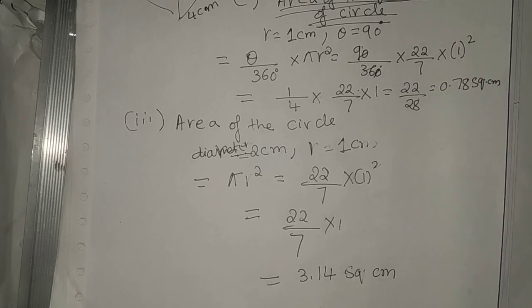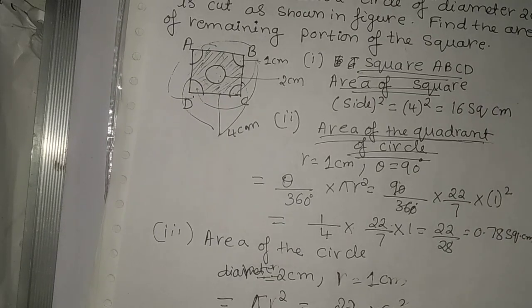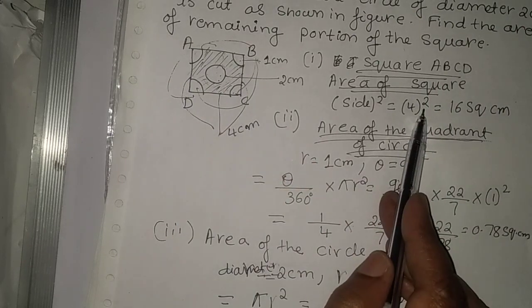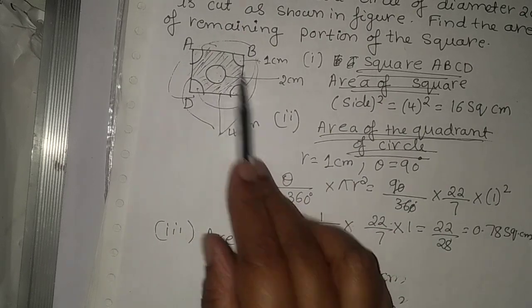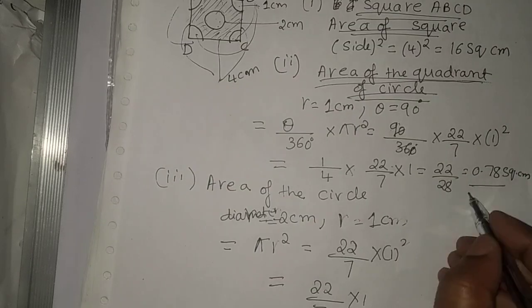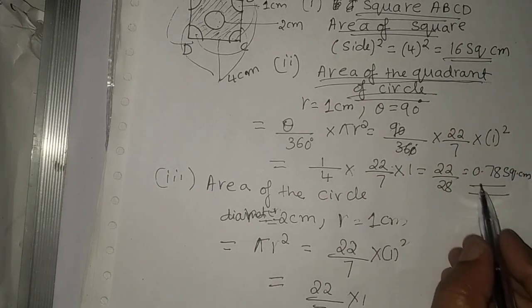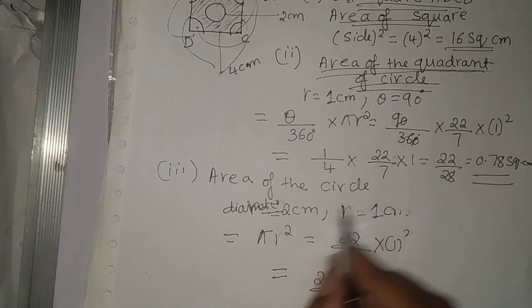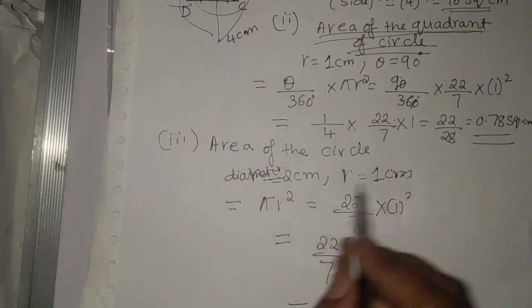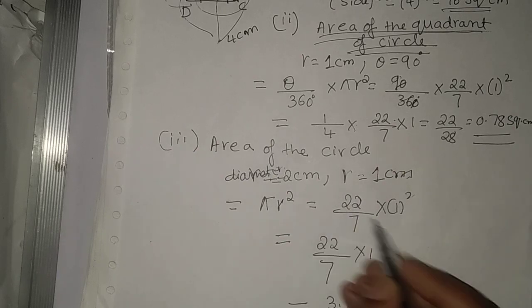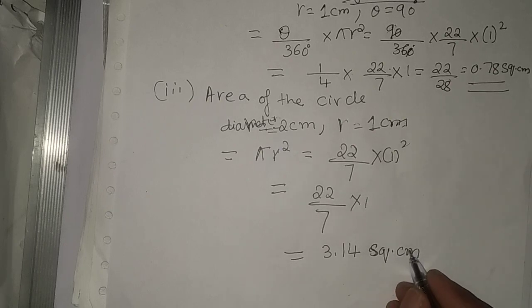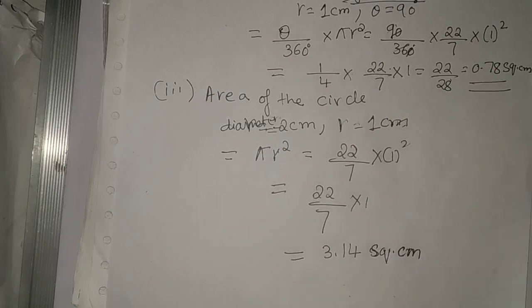So these are the three parts. We divided this into three parts: the area of the square, that is side squared, next the area of these quadrants, and then the area of the circle. We got the square as 16 square centimeters, the area of the quadrant as 0.78 square centimeters, and the area of the circle, pi r squared, as 3.14 square centimeters. So next we move on to the next part.